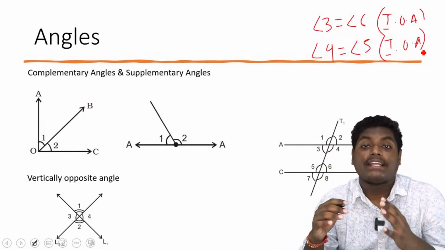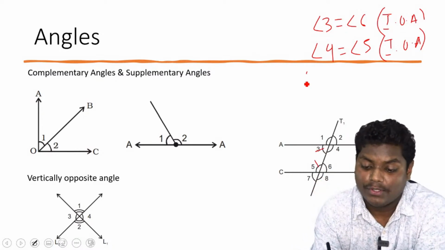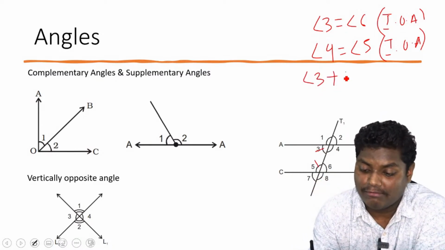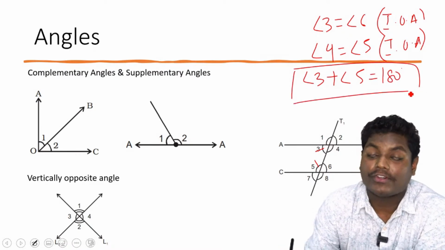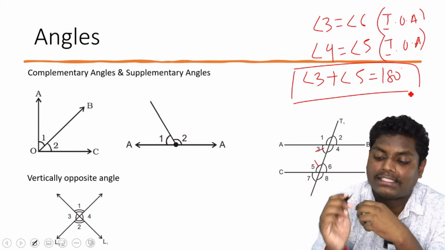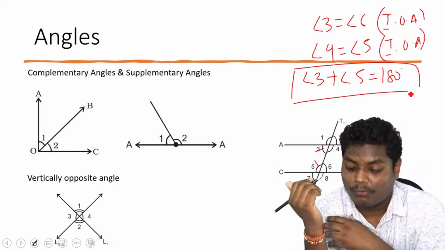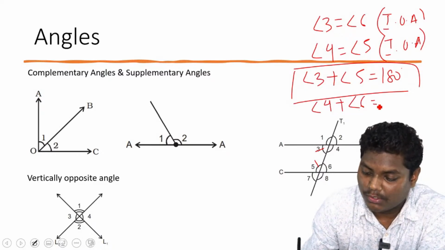Now, if you try to find out the relationship between angle 3 and angle 5, if we add them, it will be 180 degrees. So these are a few of the relations that we need to know while solving these questions. Angle 3 plus angle 5 will be 180 degrees. Similarly, angle 4 plus angle 6 will be 180 degrees.